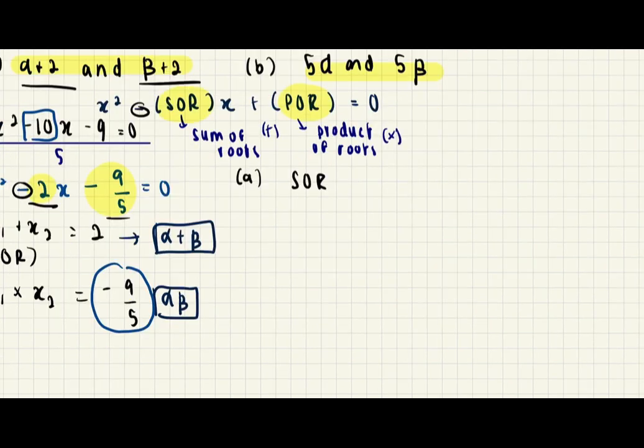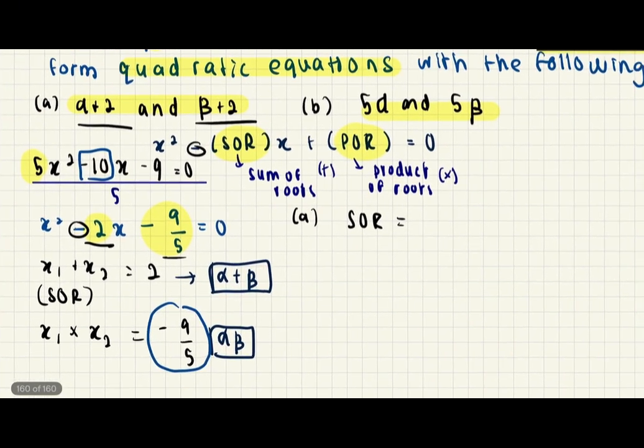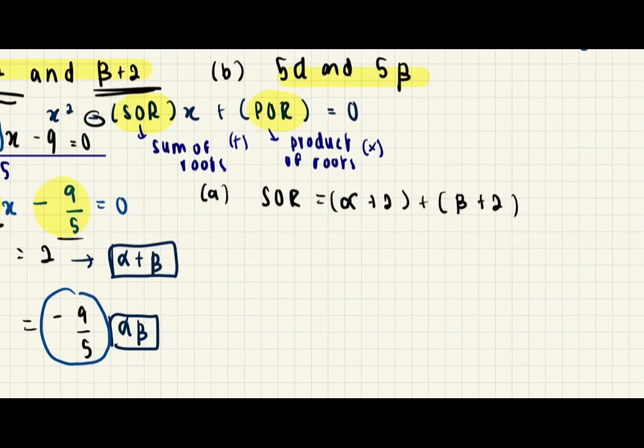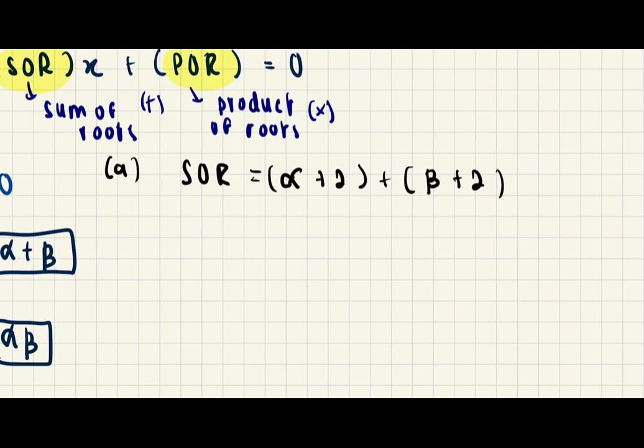So for A, first thing we need to know is our SOR. Our SOR is basically when we add the roots, right? Alpha plus 2, and beta plus 2. So alpha plus 2 plus beta plus 2. Okay, so you can combine the alpha and beta, right? Alpha plus beta plus 2 plus 2, which is basically alpha plus beta plus 4.